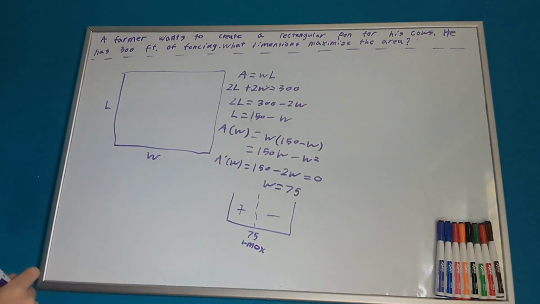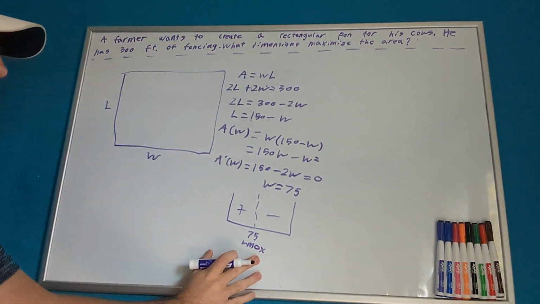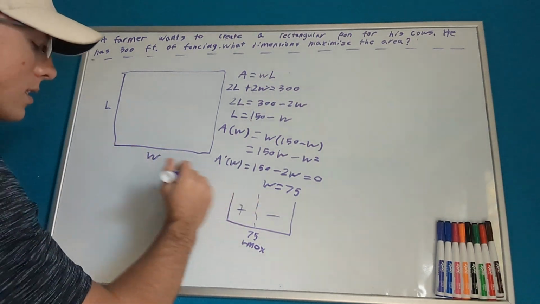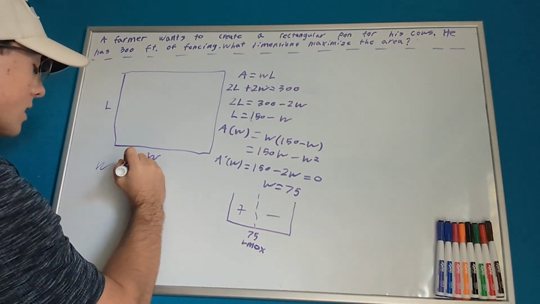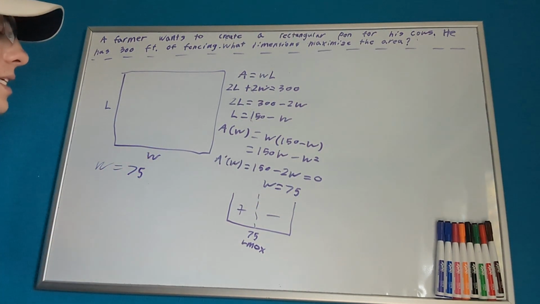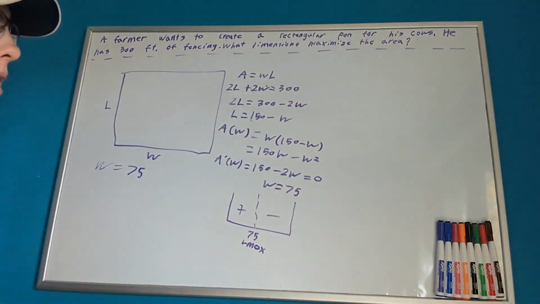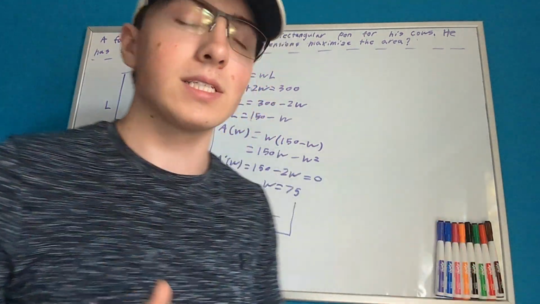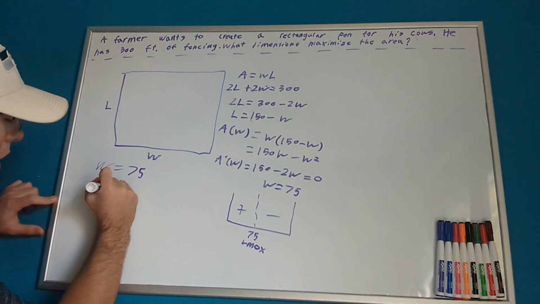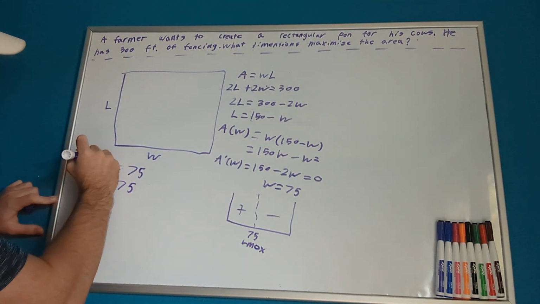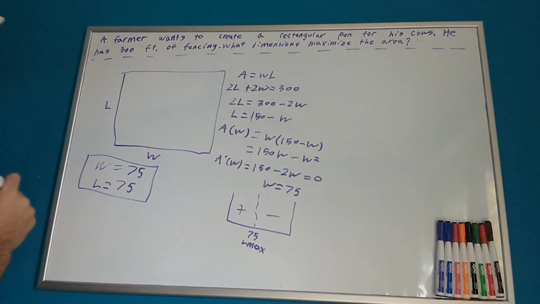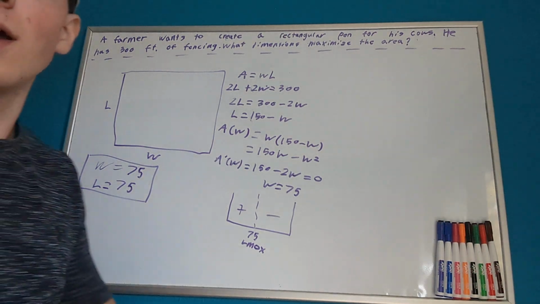Then from here, now we know our local max, which we'll say is w. So w equals 75. Now we're going to take 75, and here we have our equation for length, 150 minus w. 150 minus 75, that's 75. So length also equals 75. And that right there are our dimensions that will maximize the area of the pen.